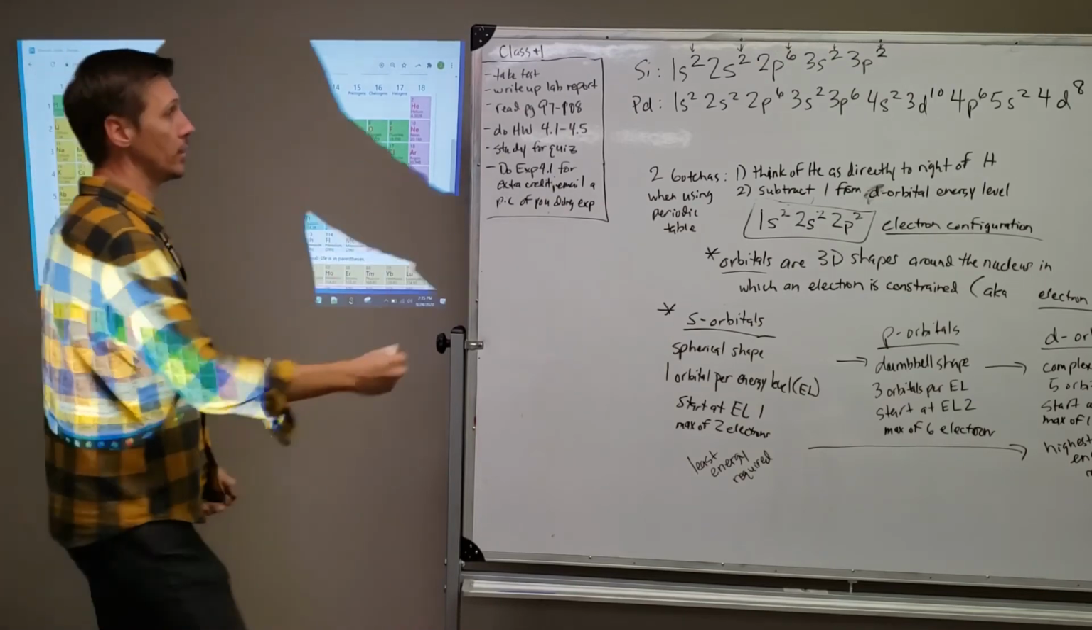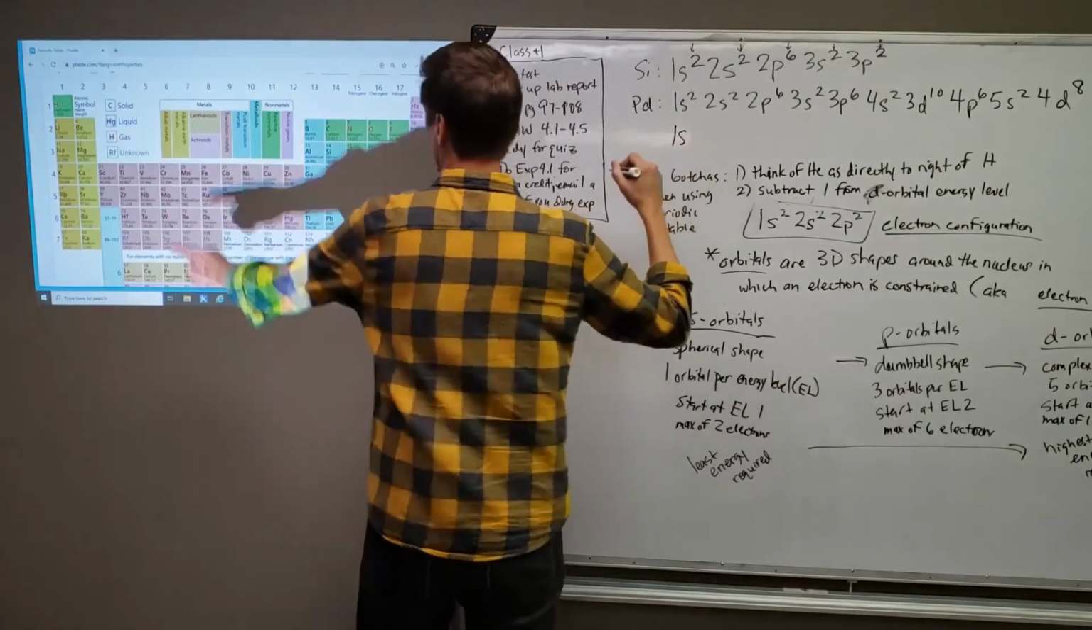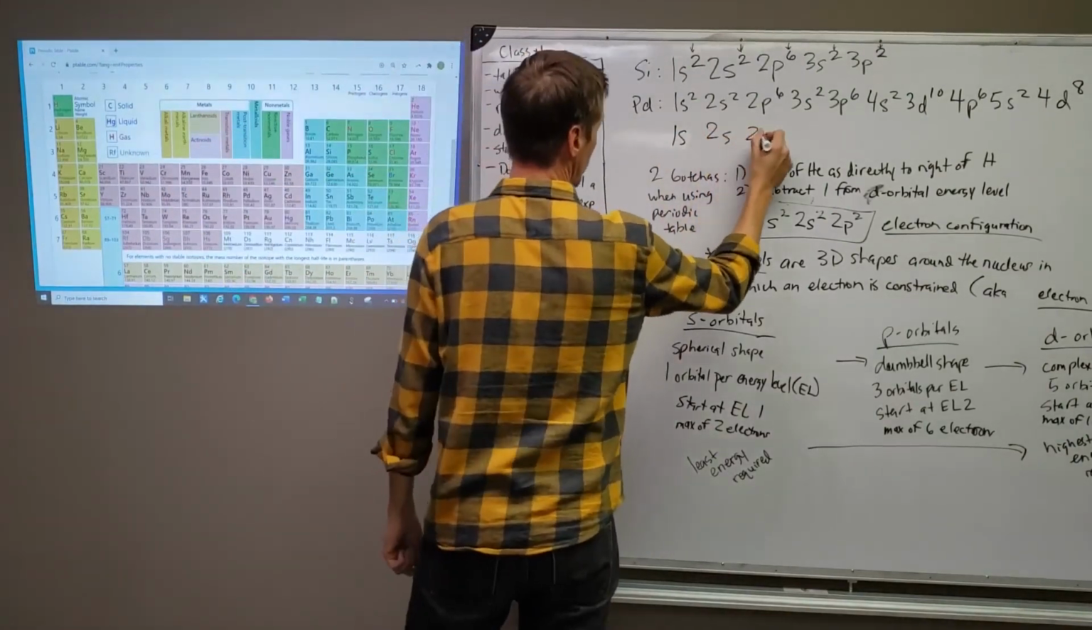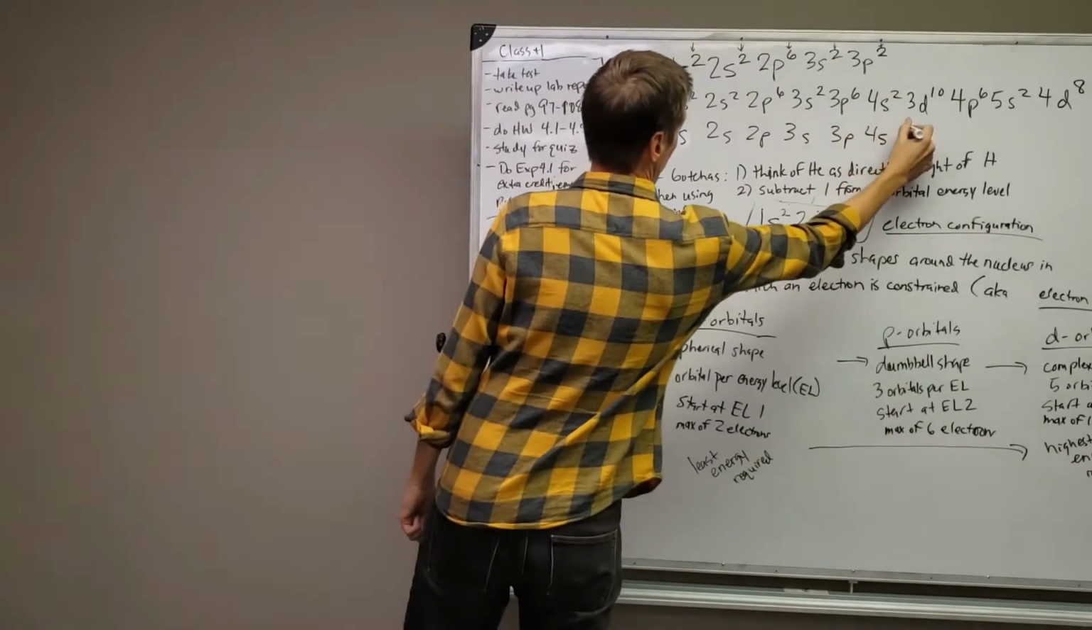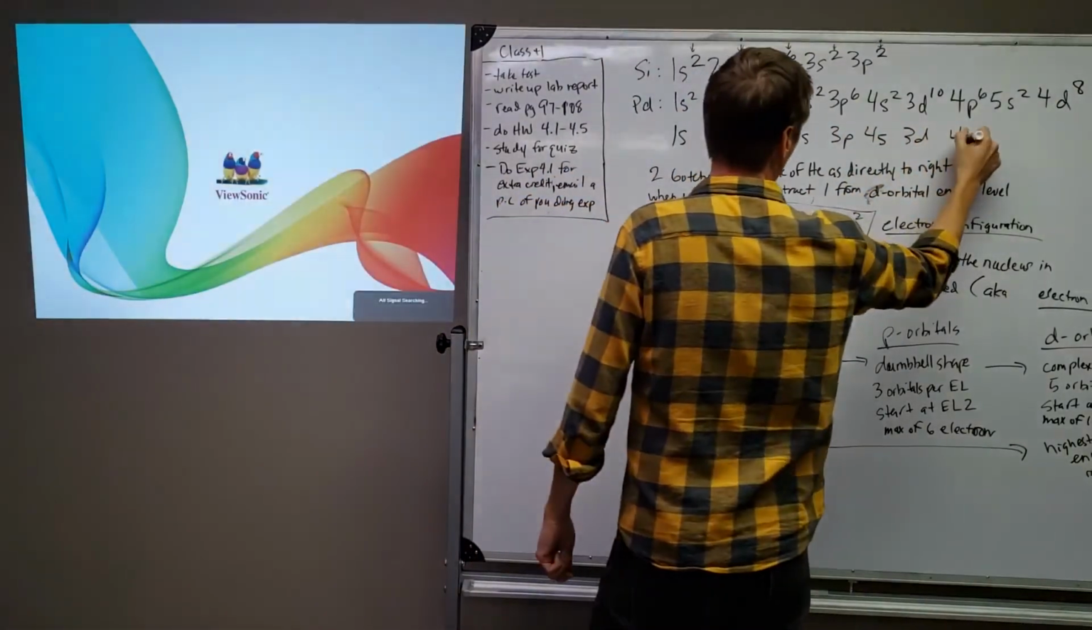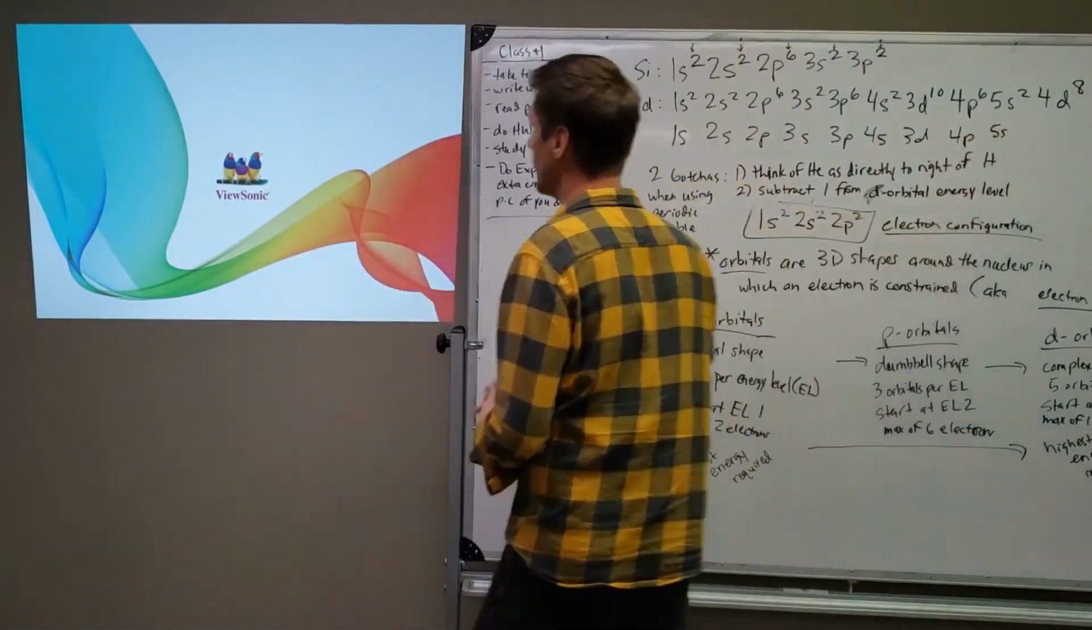And I go, okay, it's 1S, right? 1S, 2S, 2P, 3S, 3P, 4S, 3D, 4P. I'm writing all this stuff down, 5S, and I'm writing that down.